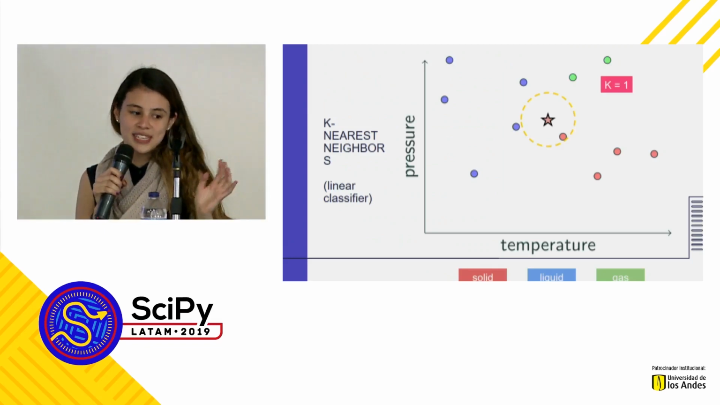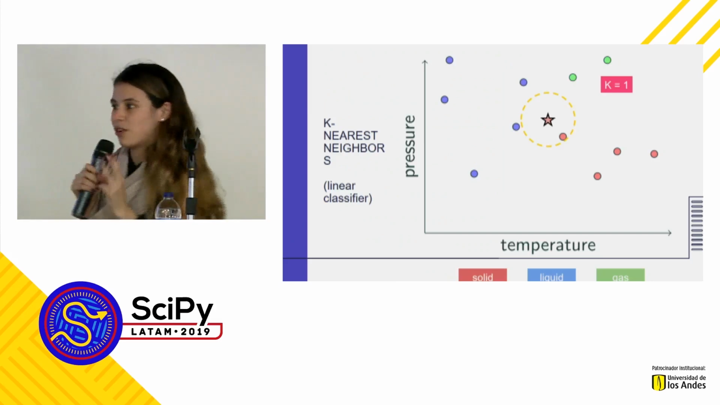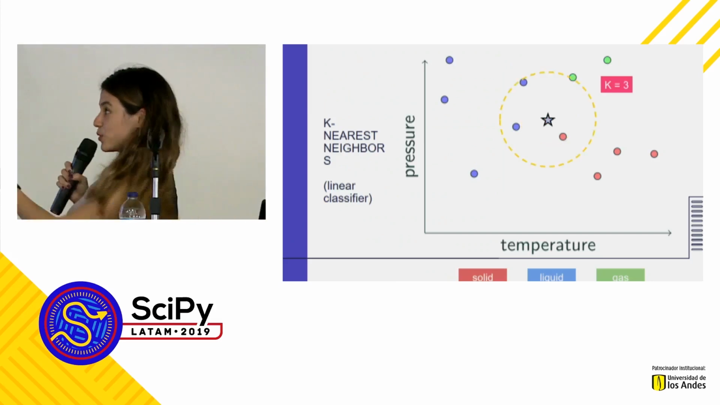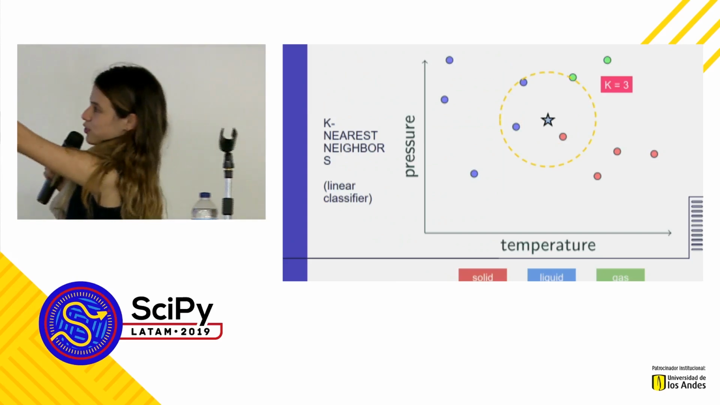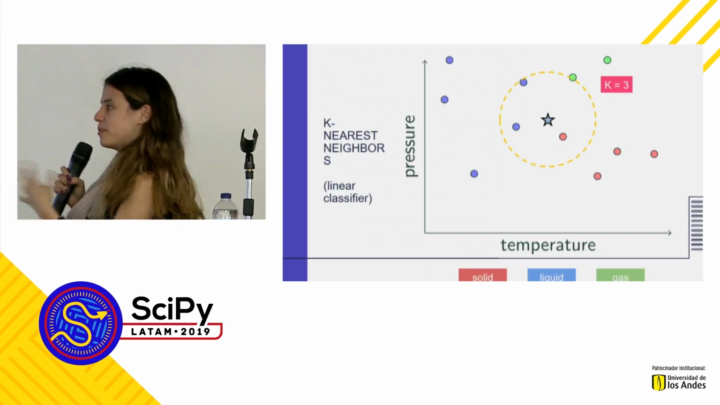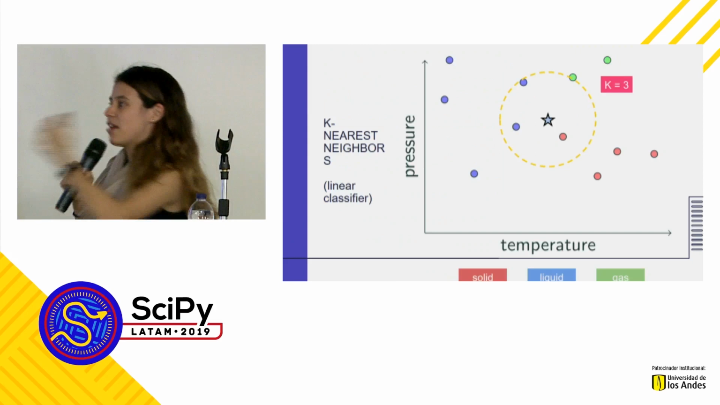But if I say, no, I don't want to see the first nearest neighbor, I want to see the 2 or the 3 or the 4. So if I choose 3, then as you see, I have 2 blues and 1 red. So now my material that before was classified as a solid, now is classified as a liquid.